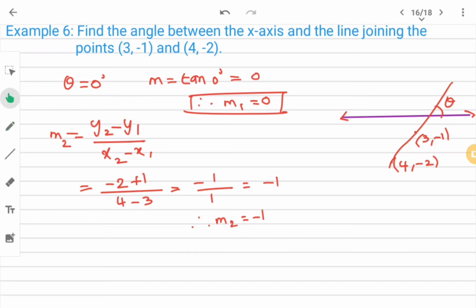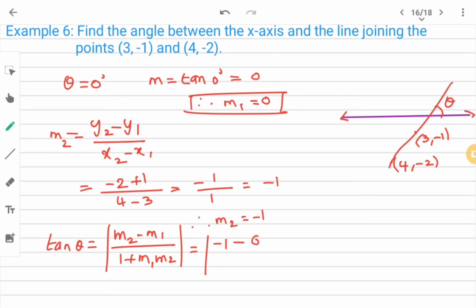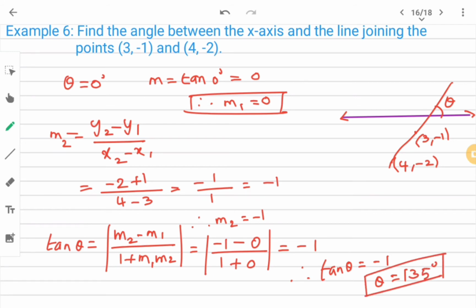And what we have to find? We have to find the angle between these two lines, right? For that, we know the formula: tan theta is equal to modulus of (m2 minus m1) by (1 plus m1 into m2). So you can substitute the value. What is m2? -1, and minus m1, which is 0, whole divided by 1 plus 0 into anything, which is 0. So I am going to write it as it is, and this will become -1. Therefore, tan theta is equal to -1, and theta is equal to 135. This one is the angle value.